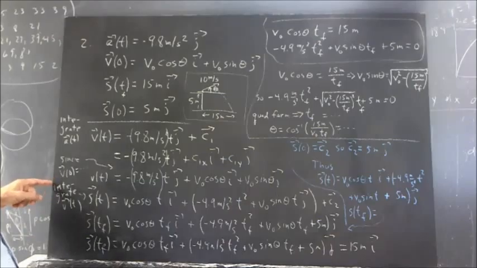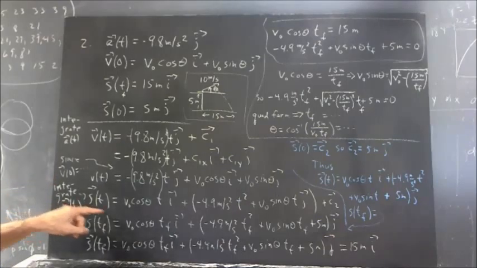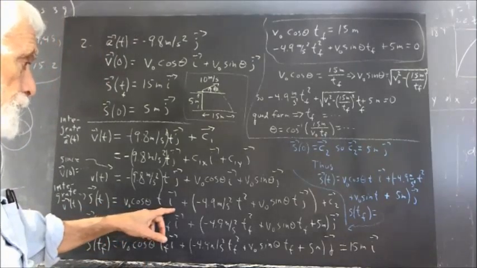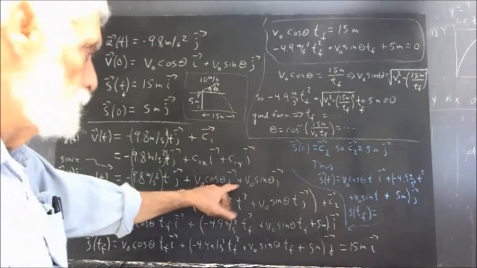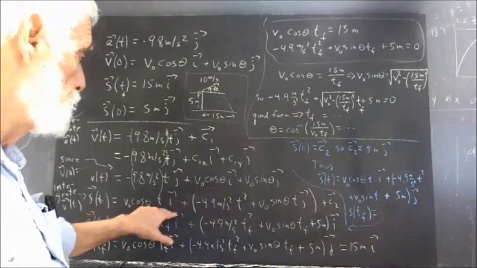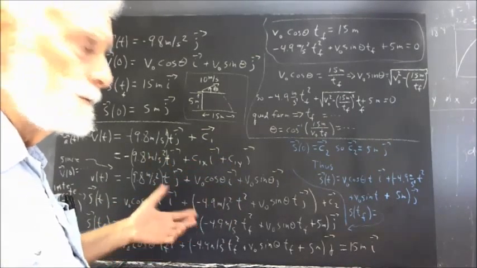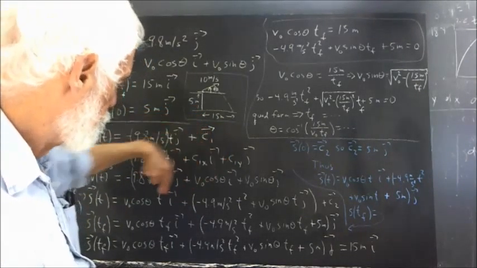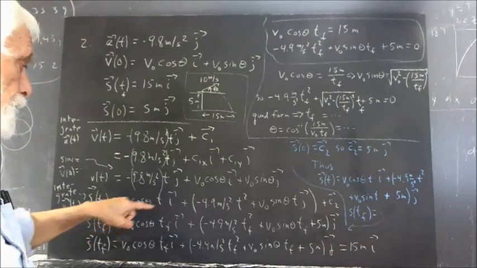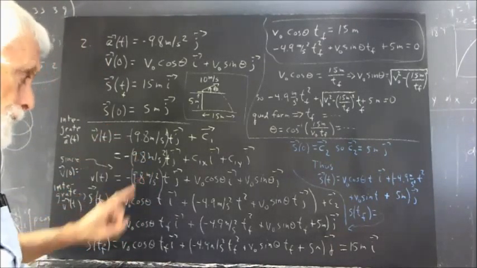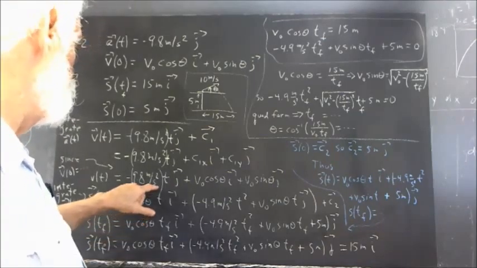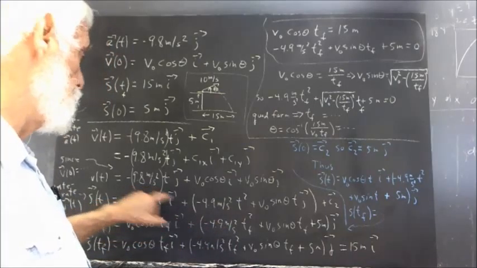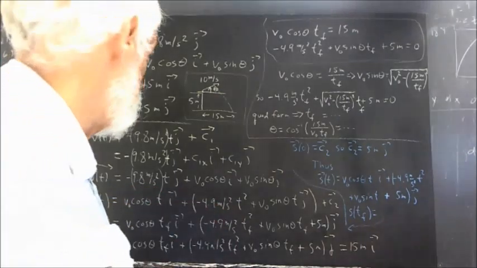Well, we now integrate v of t. We get s of t equals what? Well, it's going to be v naught cosine theta t i, because the only term here that's a multiple of the i vector is this one. We integrate it, we're going to get a t. So we got v naught cosine theta times t, and then we integrate our t here, we get a t squared over 2. The coefficient negative 9.8 becomes half that, negative 4.9.